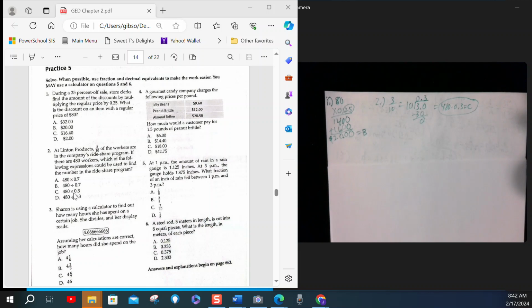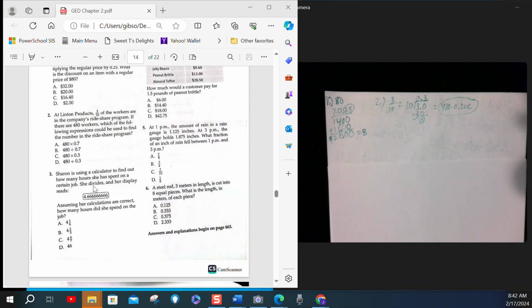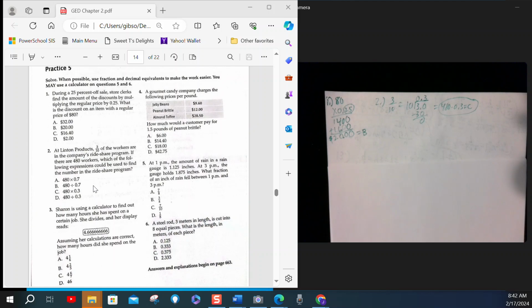So now we go to number 3. It says Sharon is using a calculator to find out how many hours she has spent on a certain job. She divides, and her display reads 4 point, and we got a lot of sixes behind here. Assuming her calculations are correct, how many hours did she spend on the job?